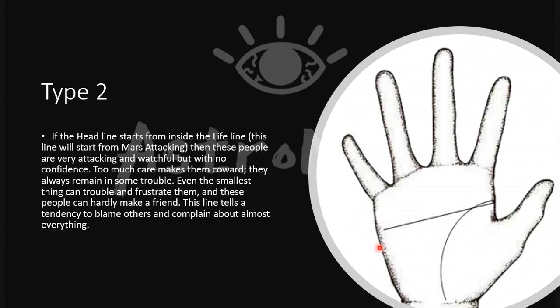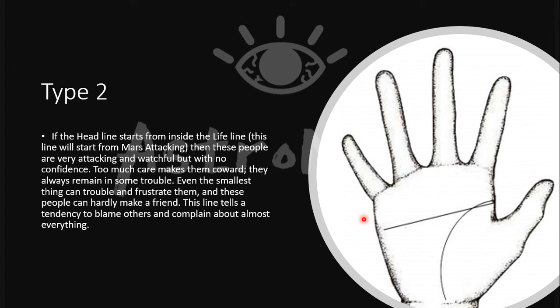And now type 2. Now we saw that the line is joining and then after some time it separates. Now if the line is going inside the lifeline and going straight to the Mars attacking, this is the Mars attacking and this is the Mars defending. So these people are watchful but with no confidence, because the line is joining and going inside the lifeline. So the confidence will be very low. Then they are people who care too much, and they can be seen as cowards. So they always remain in some trouble.